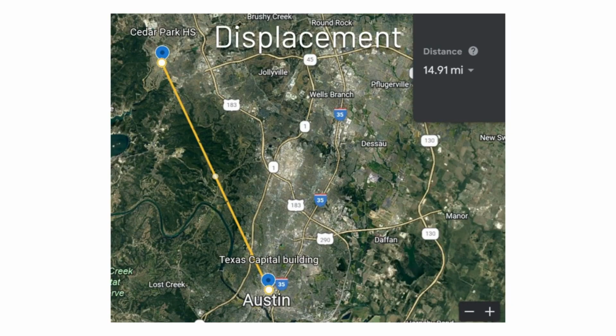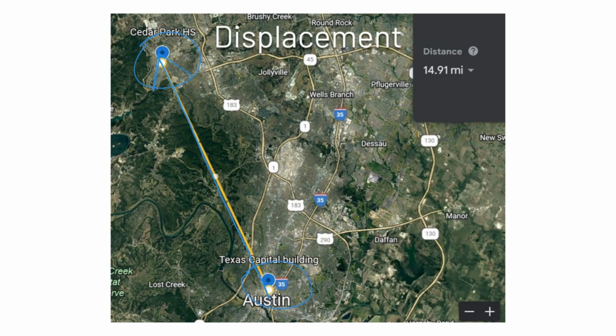So this is an example of displacement. This is from Google Earth this time, actually. So we're going from the Capitol building up to Cedar Park High School. And notice this is a straight line, no more curving lines. We're going straight from the Capitol building to Cedar Park High School.